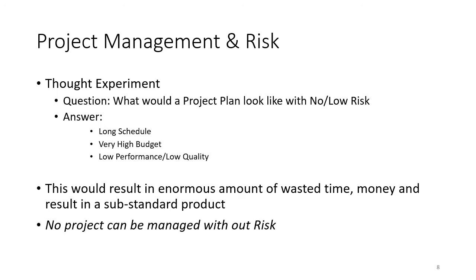Well, the answer is that you would want to take all of the risk out in three areas: schedule, budget, and technical performance. And so you would have a very long schedule, so no way you could be behind schedule. You'd have a very high budget so that you could never overspend. And then you would aim low. You would aim to have a very simple system. So of course, that's not practical.